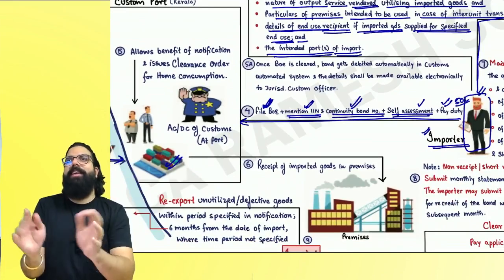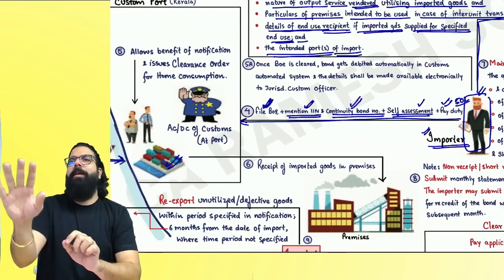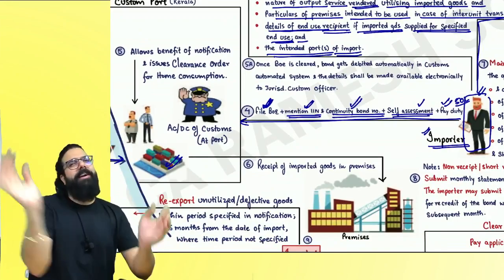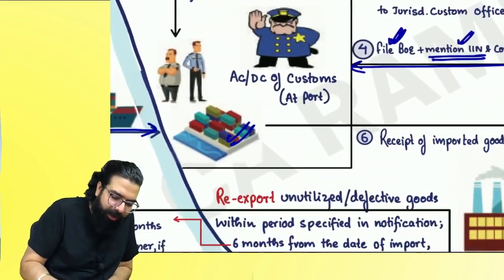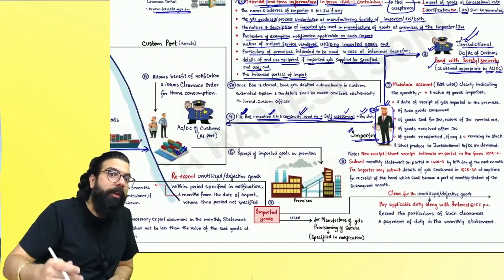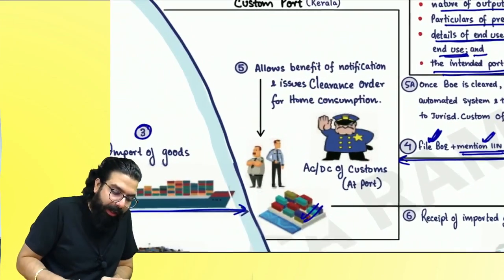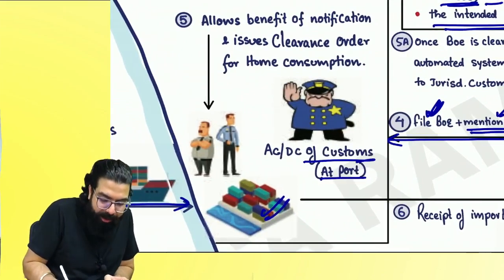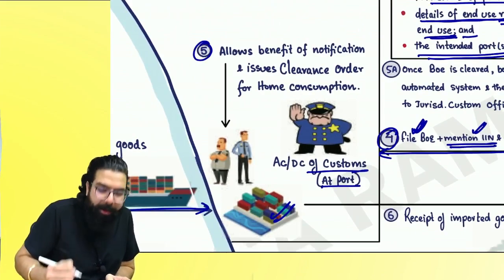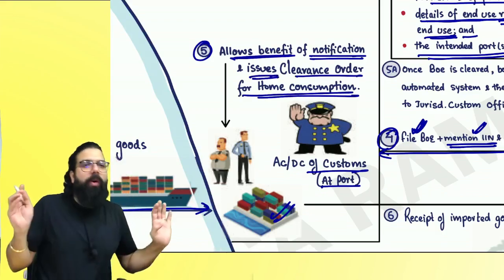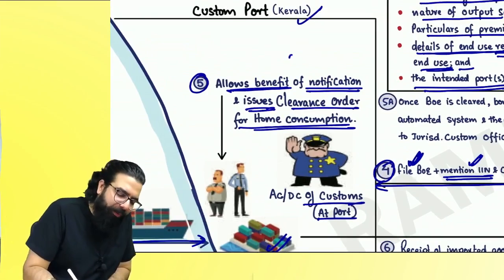I will go online to the IGCRS website now, file my bill of entry, mention my IIN number, continuity bond number, do the self-assessment, pay the duty, go to the custom port. Now, the custom port may see my jurisdictional officer is, supposedly my office is in Mumbai, so my Mumbai office's officer. Now, the Kerala port, my goods have come to Kerala port. So, Kerala port's AC or DC, now, in the fifth point, see, in the fourth point I filed the bill of entry, in the fifth point, he will allow me the benefit of notification and issue the clearance order for home consumption, and he'll tell, okay, you have paid 50 lakh, very good.